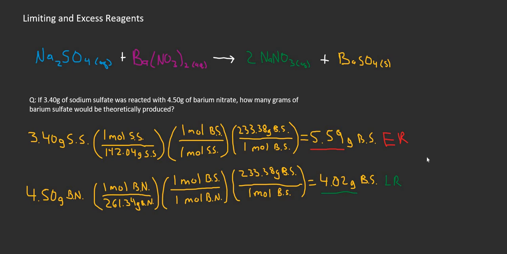So to answer the question, how many grams of barium sulfate would be theoretically produced, it would be 4.02 grams, which is coming from the limiting reactant.